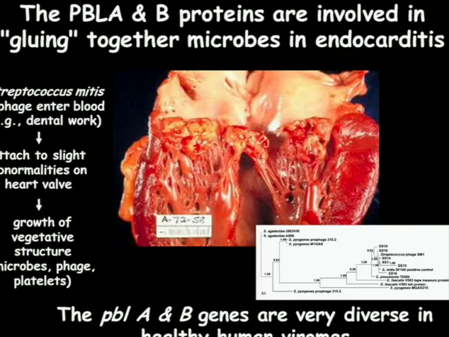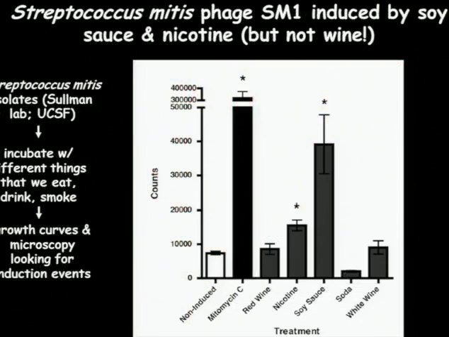What we found is that these things are really common all over in people. Actually, most healthy people have them. Okay? The other thing is we've looked a little bit at what induces them. So we take the Streptococcus, the bacteria, incubate it with different things that you would eat or drink, and then look for things that cause the viruses to jump out. And this is viral counts here, and these are the different things that induce. The classical inducing agent is mitomycin C, which is just a DNA damaging agent.